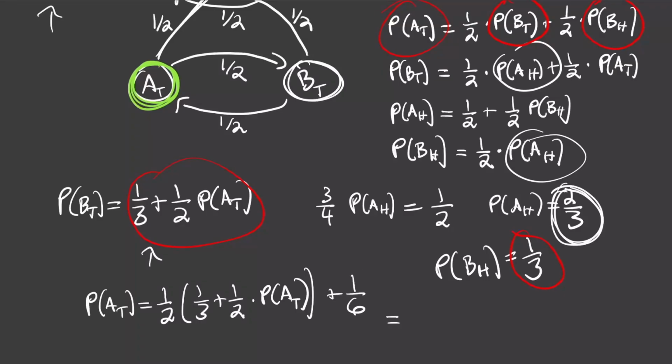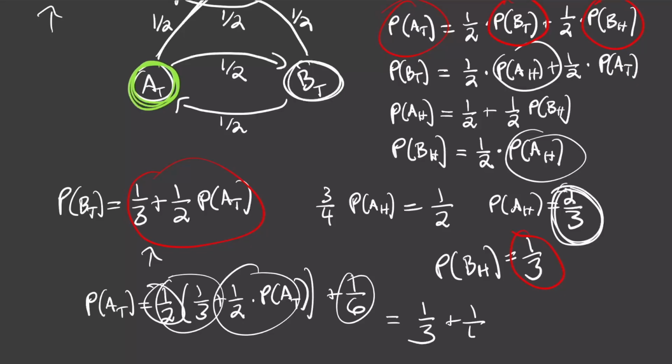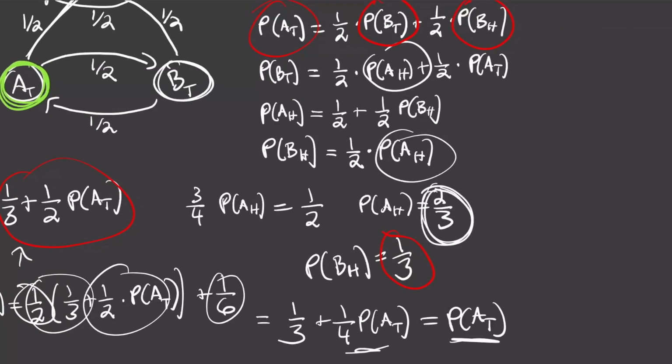Now just to simplify the right hand side, I get 1/6 here, and I'm going to get 1/6 over here, so that's going to be 2/6, which is 1/3, and then when I multiply this 1/2 by this term, I get 1/4 times the probability of A sub t, and that was all equal to the probability of A sub t, so now I can just solve for this. So when I subtract this to the other side, I finally get that 3/4 times the probability of A sub t is equal to 1/3.